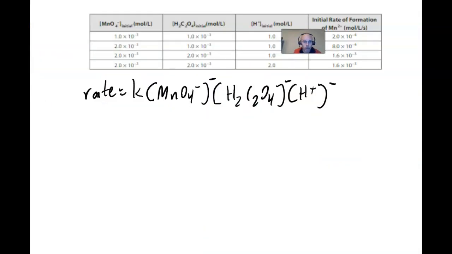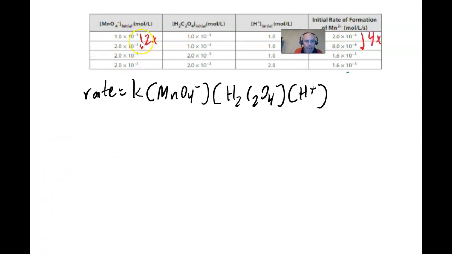All right, so we've got another problem like the last one. There's 4 sets of data. We've got 3 reactants here, the manganate ion, oxalic acid, and the hydrogen ion. Try to figure out what the order is for each of these reactants by picking the right sets of data. Come on back and see how you do.